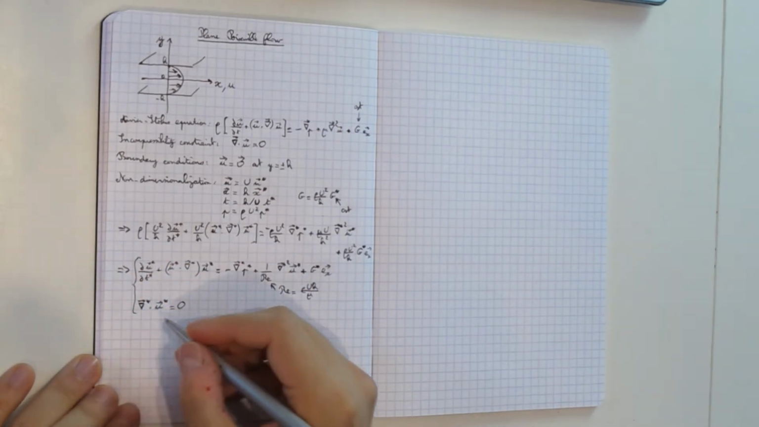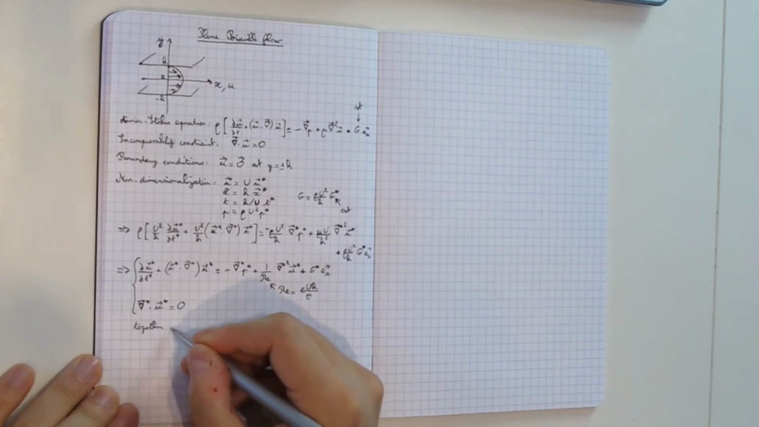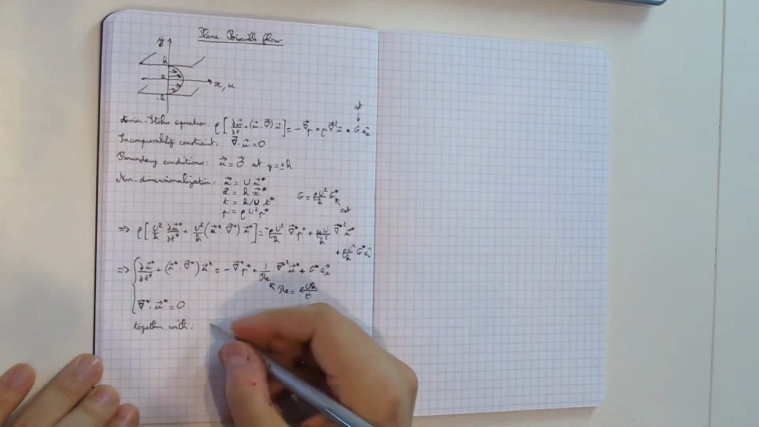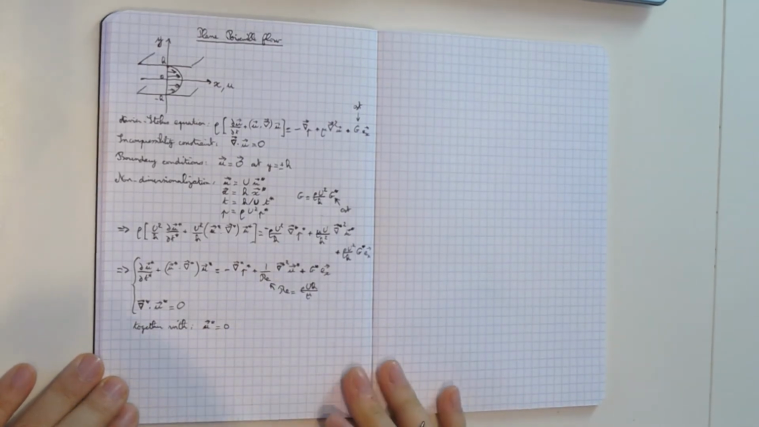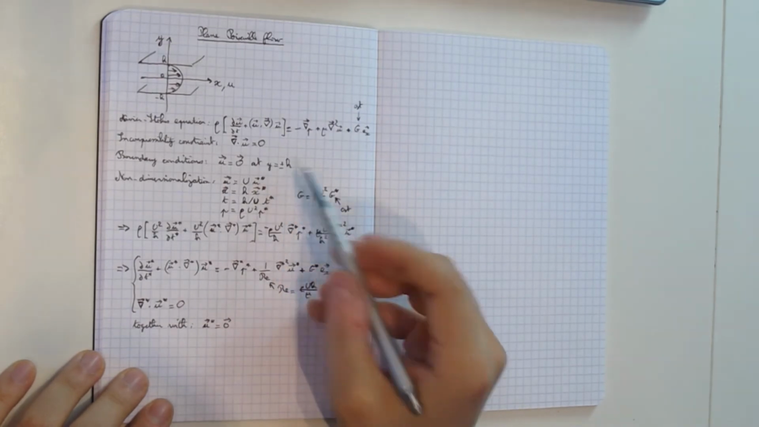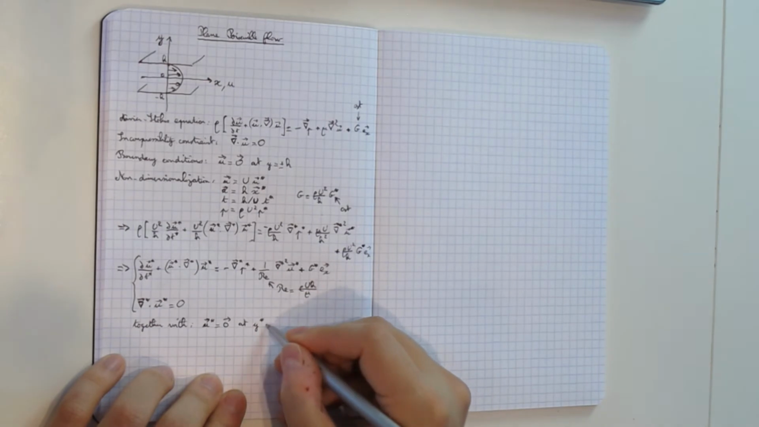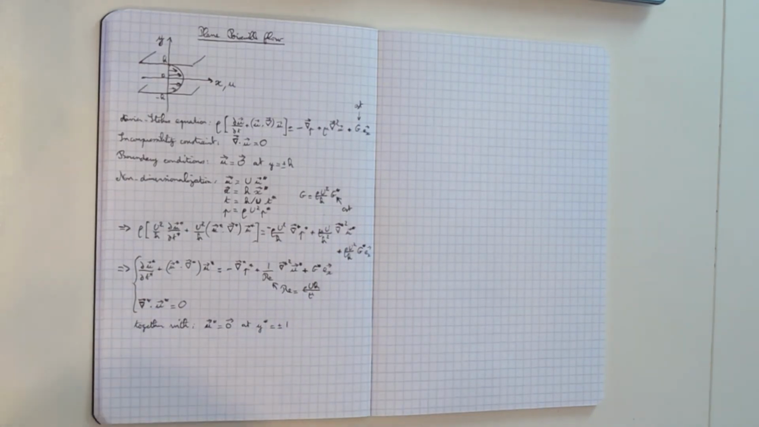And the boundary conditions are together with, and the boundary conditions, u equals 0, so u star is equal to 0, okay? And this is at y equal plus minus h, so that means that this is going to be at y star equals plus minus 1. Okay, so this is the system that we have to solve.